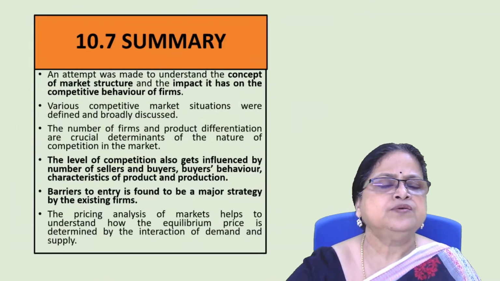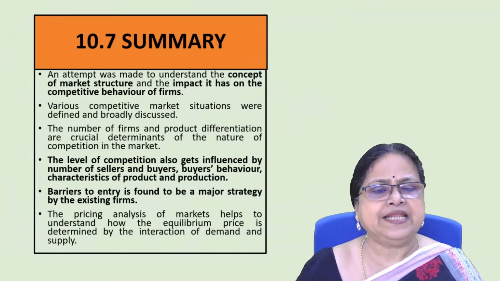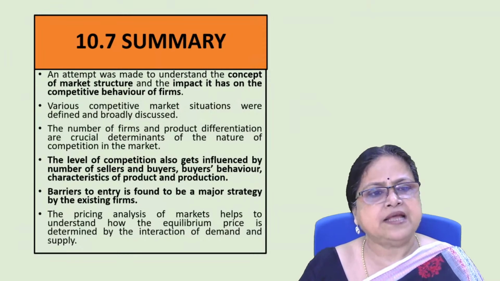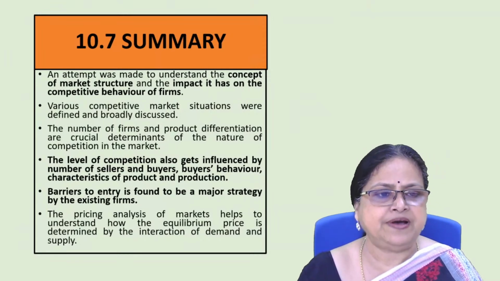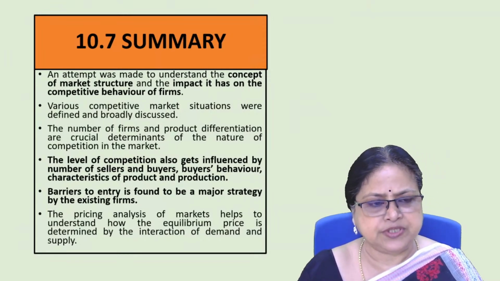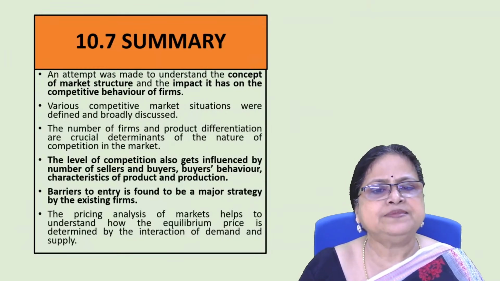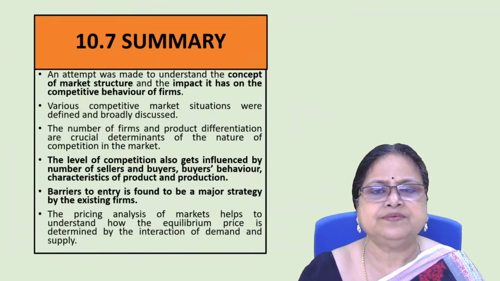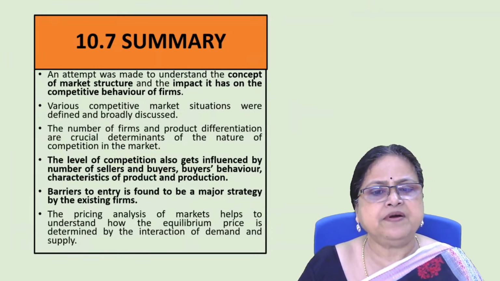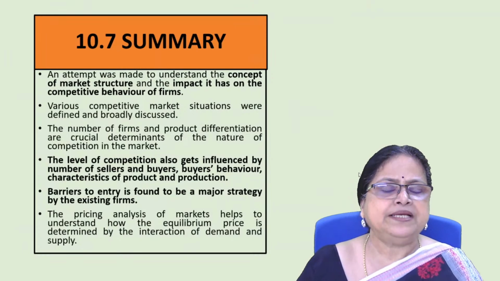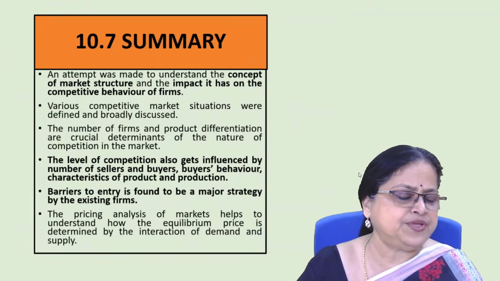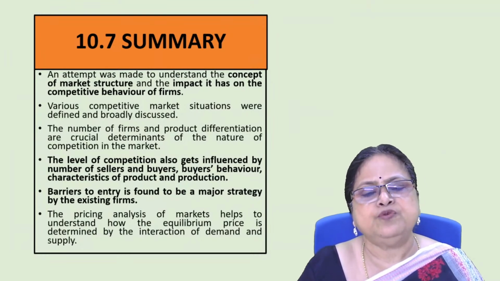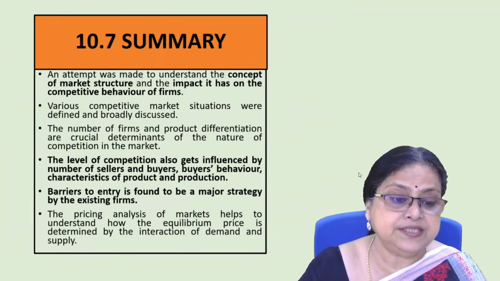Now, we can say that here we made an attempt to understand the concept of market structure and the impact it has on the competitive behavior of the firm. Various competitive market situations we discussed. The number of firms and product differentiation also we discussed, because they are the crucial determinants of the nature of competition. The level of competition also gets influenced by the number of sellers, buyers' behavior, characteristics of the product, etc. Barriers to entry are found to be a major strategy of the existing firms.